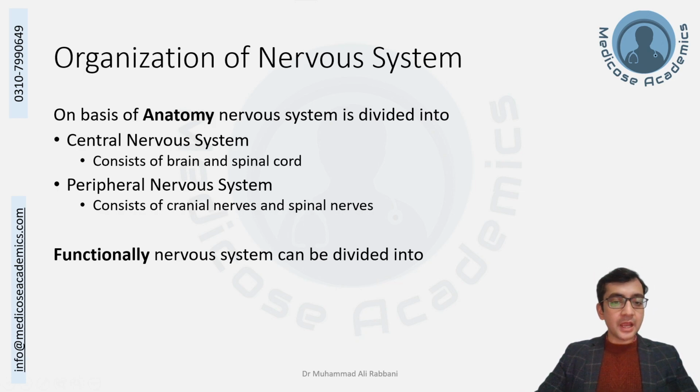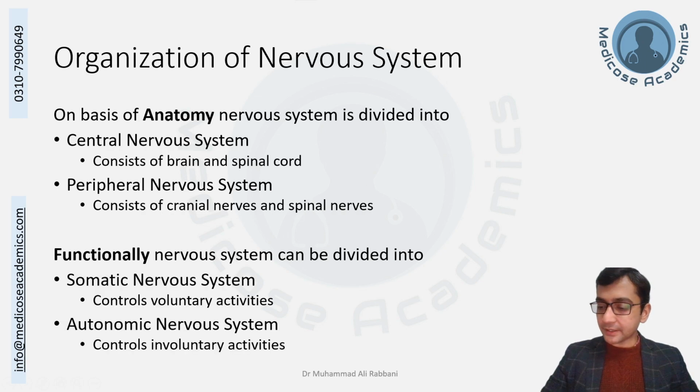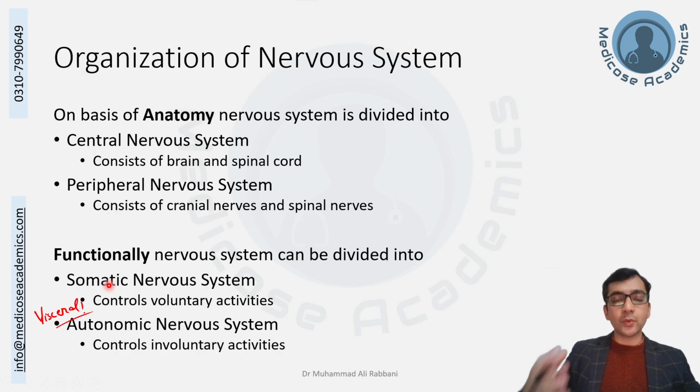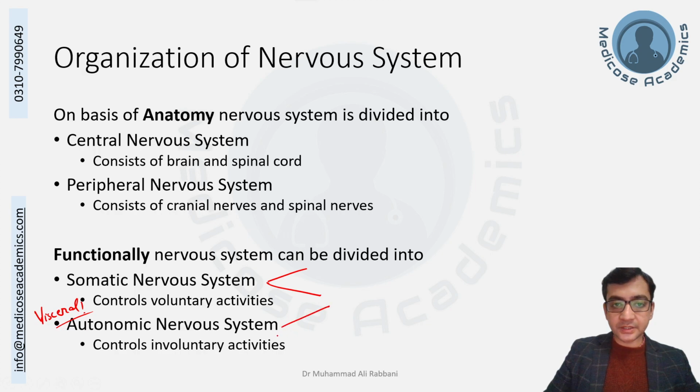Functionally, they can be divided into two big categories: the somatic nervous system and the autonomic nervous system. The autonomic nervous system is also known as the visceral nervous system. This is the somatic nervous system. Somatic means body; it is related to the wall of the body. In other words, it's the one that is under your conscious control. Both of them can be further divided into two parts each.